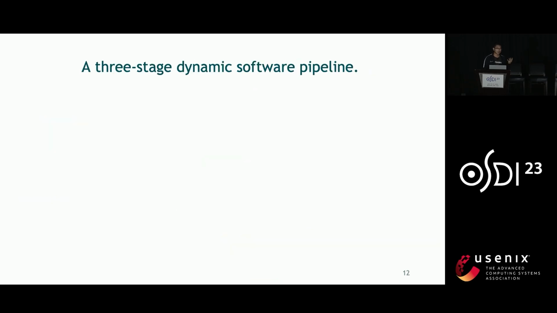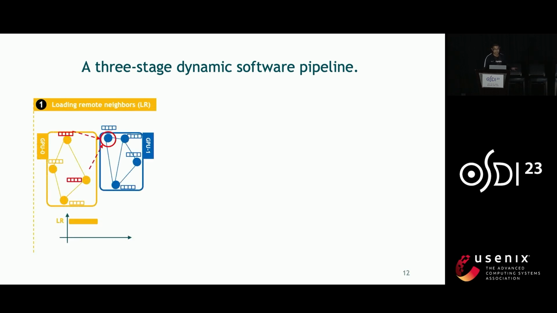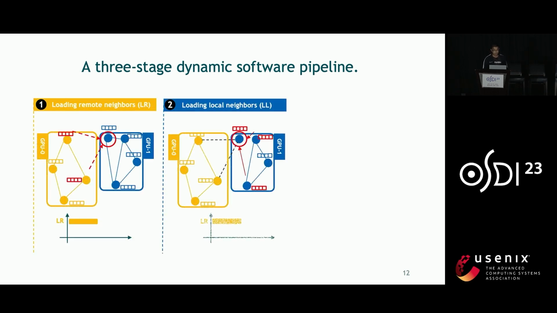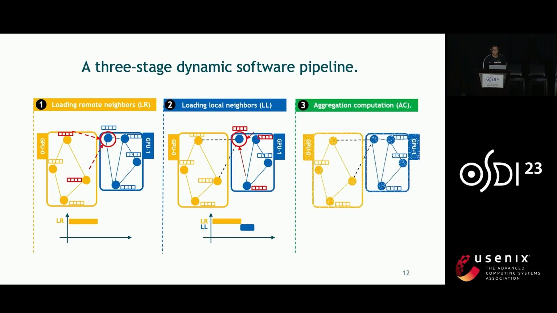Here, we formalize our pipeline in 3 stages, where the first stage is to load the remote neighbors, the second stage is to load the local neighbors, and the final stage is to perform the aggregate computation. And our key insight here is that we prioritize the long execution operation to facilitate its overlapping with the shorter execution operation.